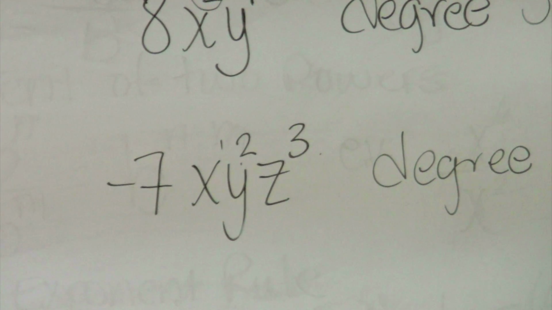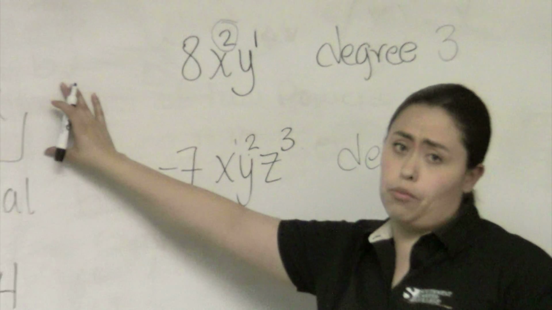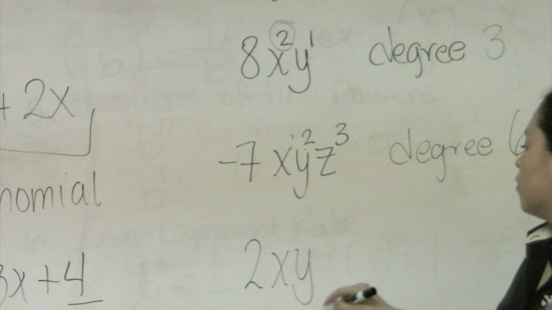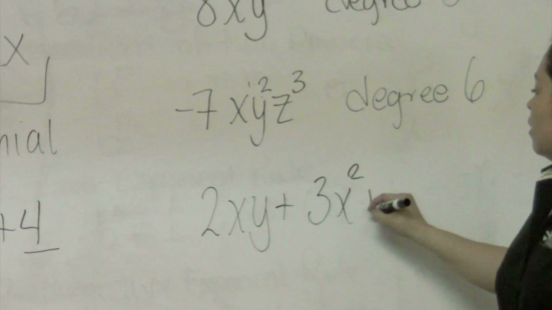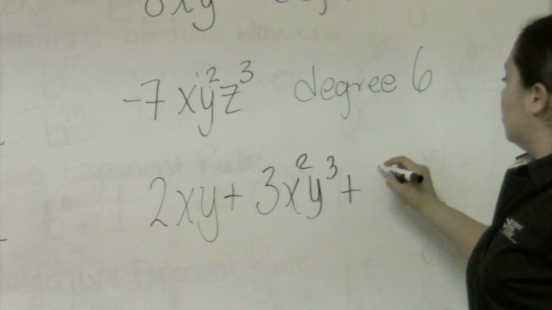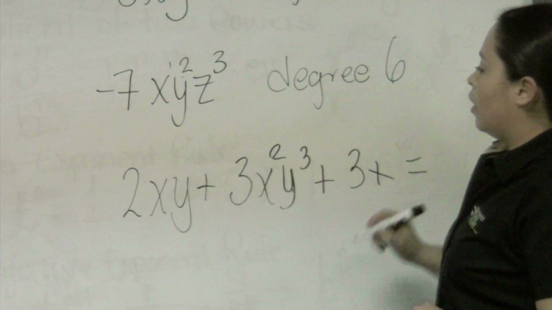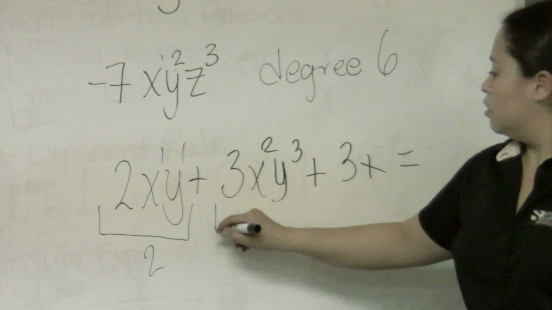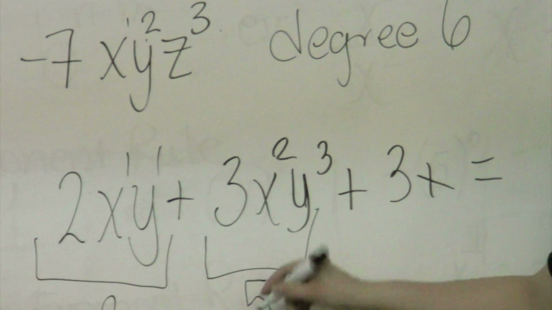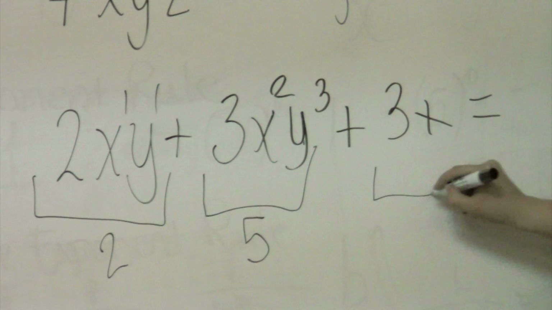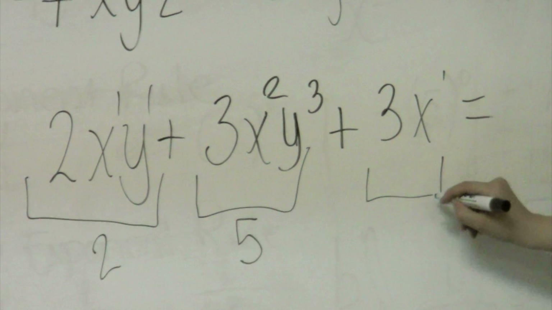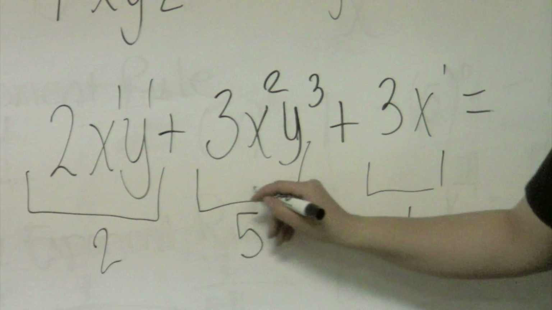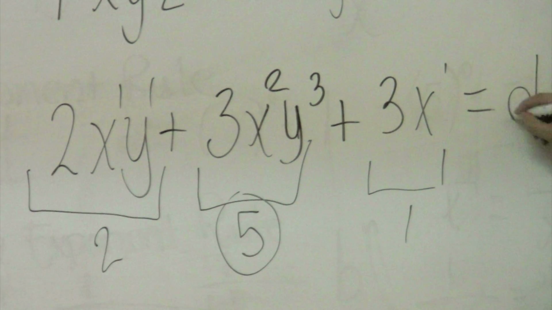Okay. Now, if you have a polynomial, that means more than one term, how do we determine the degree for that? Well, let's assume we have something like this, okay? For this term, the degree is 2. For this term here, the degree is 5, 2 plus 3. Now for this one, this is an x, the degree is 1. When we have polynomials, you get the highest degree, okay? Or the highest number.